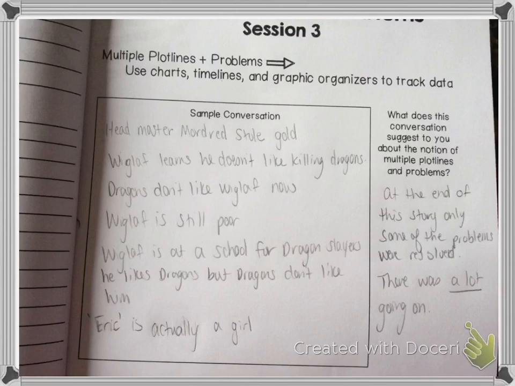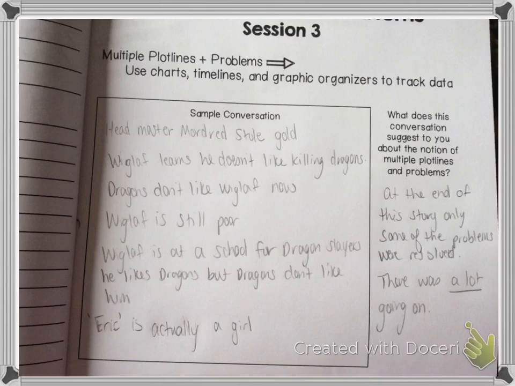But this also can happen in any book that you're reading that's a standalone novel as well. So it's kind of amazing how much is happening and how many plot lines and problems have arisen. We definitely saw at the end of this story that only some of the problems were resolved. So a good tool to use when reading stories like this is to keep track of what is happening with a chart or an organizer.